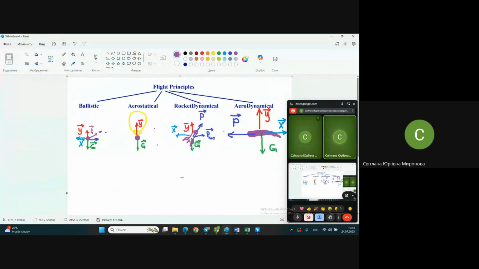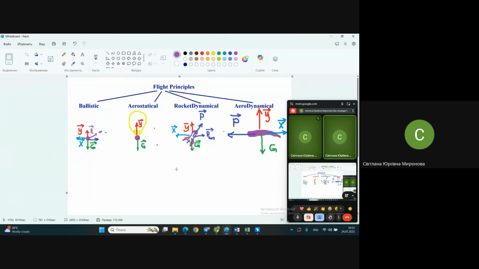Yesterday we talked about flight principles. To remind you, all aircraft, according to their nature, are divided into 4 big groups: ballistic, aerostatic, rocket dynamic, and aerodynamic. And as I said, next time we will mostly talk about aerodynamic types of aircraft.